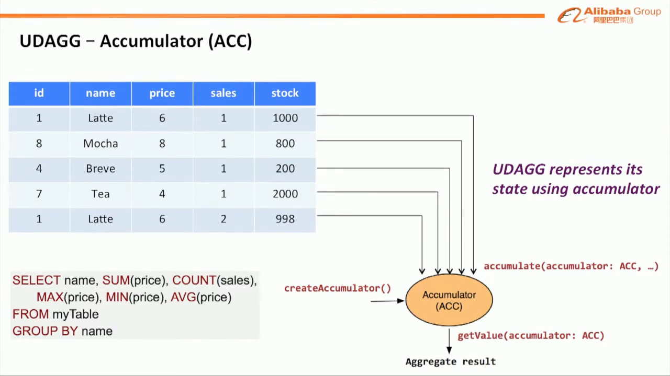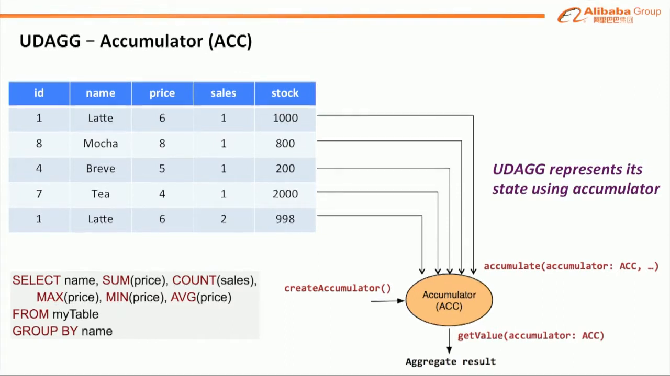And when it's ready to emit a result, we need another method called getValue, right? So you have the previous aggregate result saved in the accumulator. Whenever either the window finishes or you want to emit at a certain rate, then you call getValue, and you get a result.